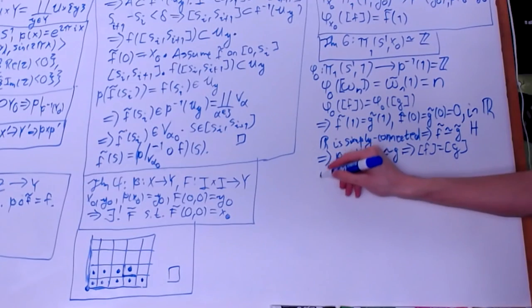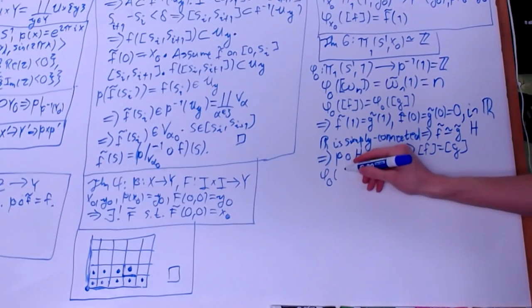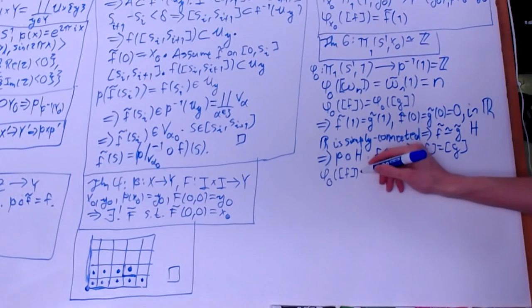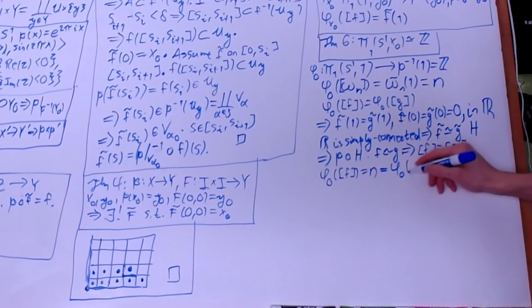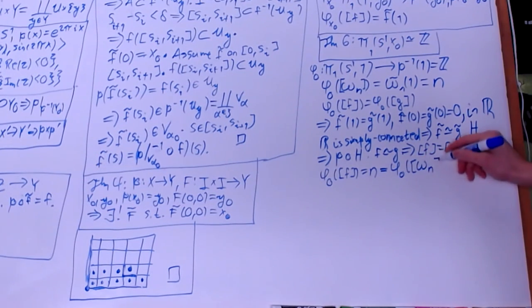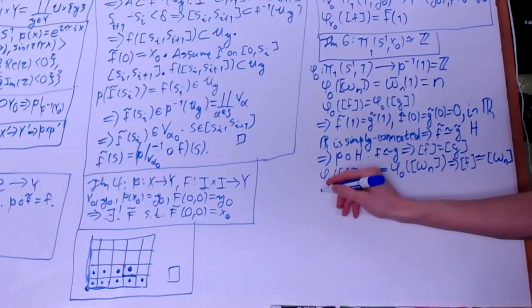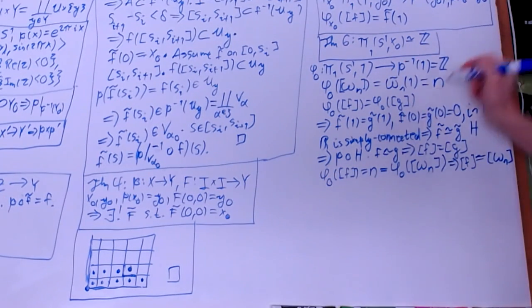But now, the fact that this is injective means that if I have phi 0 of some F, it has to be equal to some n. But that n is equal to phi 0 of the equivalence class on omega n. Oh, so that means that the class on F is equal to the class on omega n for some n, which means that every single loop in the circle is homotopic to one of those loops that goes around n times. Now let's go ahead and check that this is, in fact, a homomorphism.